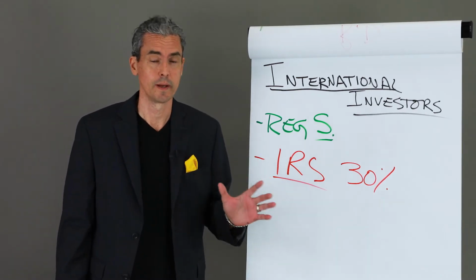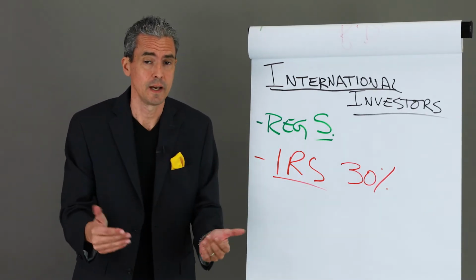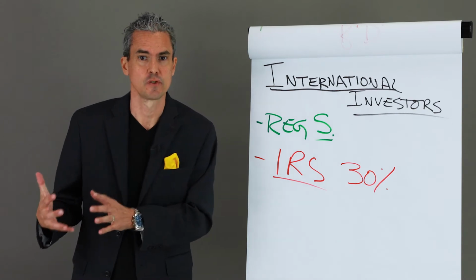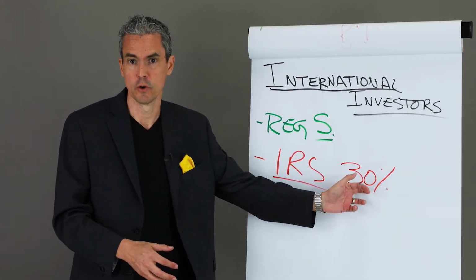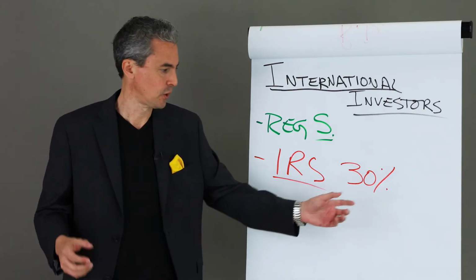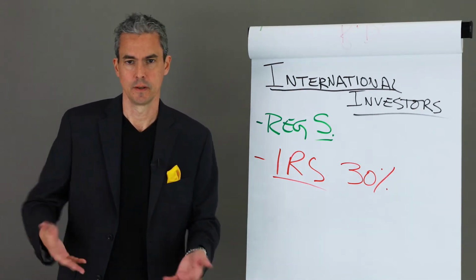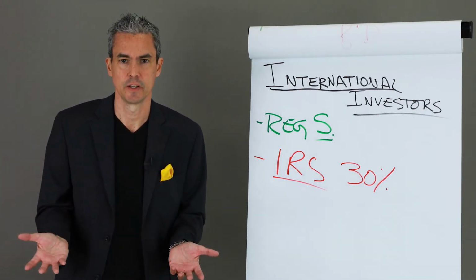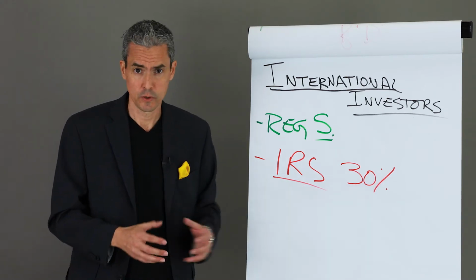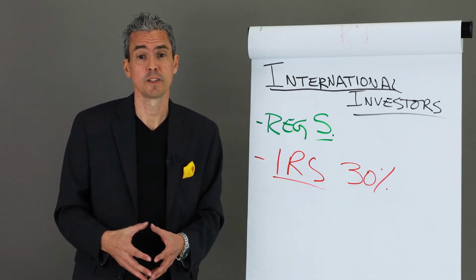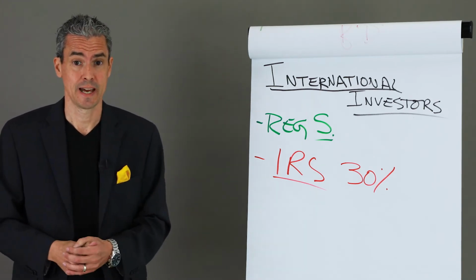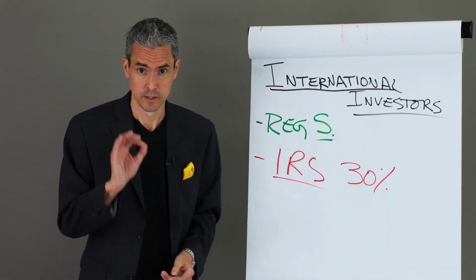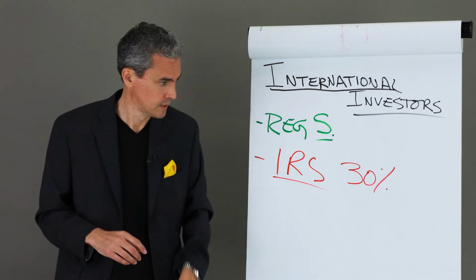Let me just backtrack. What that does is it forces the international investor to file a US tax return so that they can recoup part or all of that 30%. Because if you didn't withhold that, they're in Canada, they're in Asia, they have no incentive to file US tax returns. So you're required to withhold the 30%, and you will be legally responsible for that. If for whatever reason the investor doesn't pay the tax and they find out, you're going to be on the hook. So that's something that's very, very important.